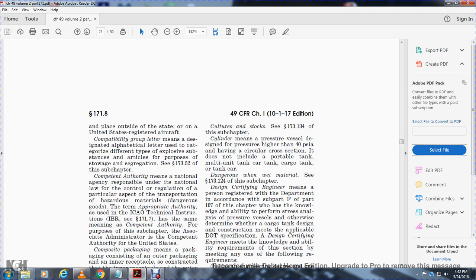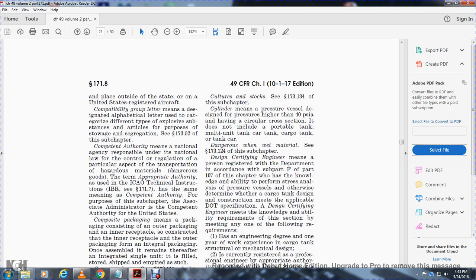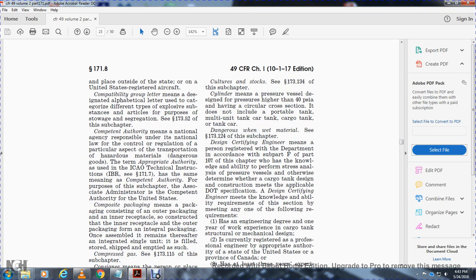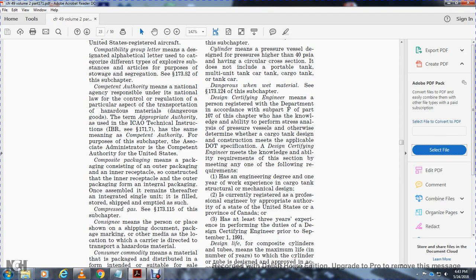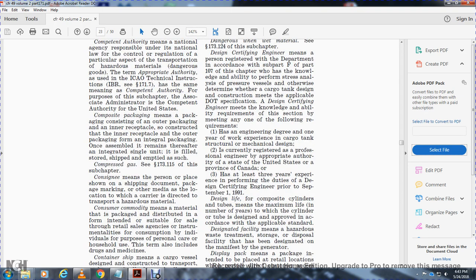Design certifying engineer means a person registered with the department in accordance with subpart F of part 107, who has the knowledge and ability to perform stress analysis of pressure vessels and otherwise determine whether a cargo tank design and construction meet the applicable specification. The design certifying engineer meets the knowledge and ability requirements of this section by meeting one of the following requirements: has an engineering degree with at least 1 year of work experience in cargo tank structural mechanical design; is currently registered as a professional engineer with the appropriate authority of a state of the United States or a province of Canada; or has at least 3 years of experience performing the duties of a design certifying engineer prior to September 1st, 1991.